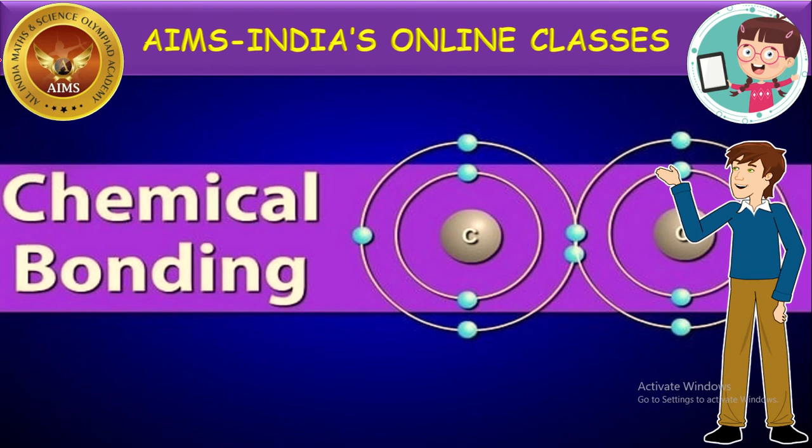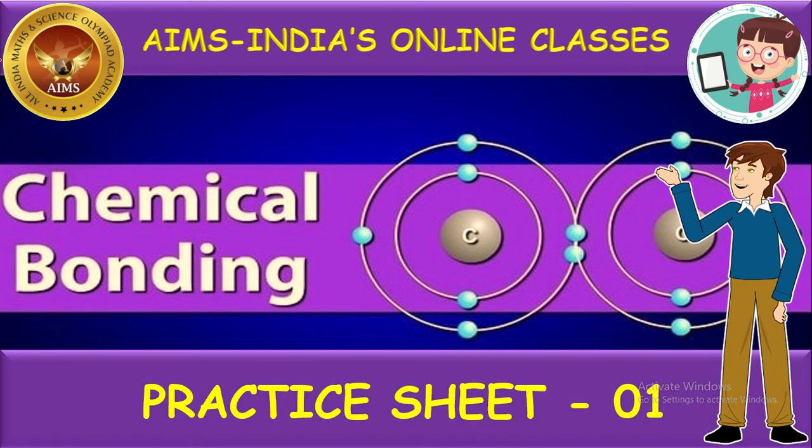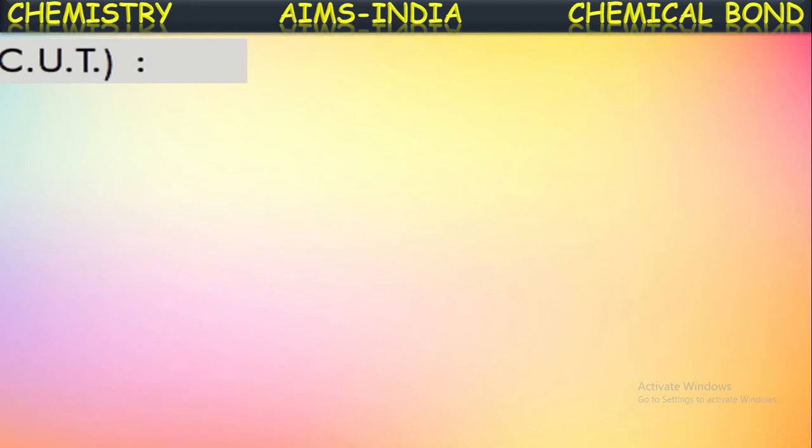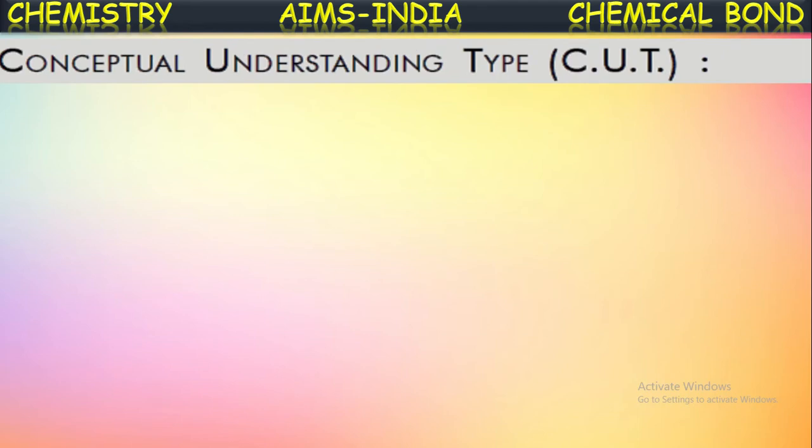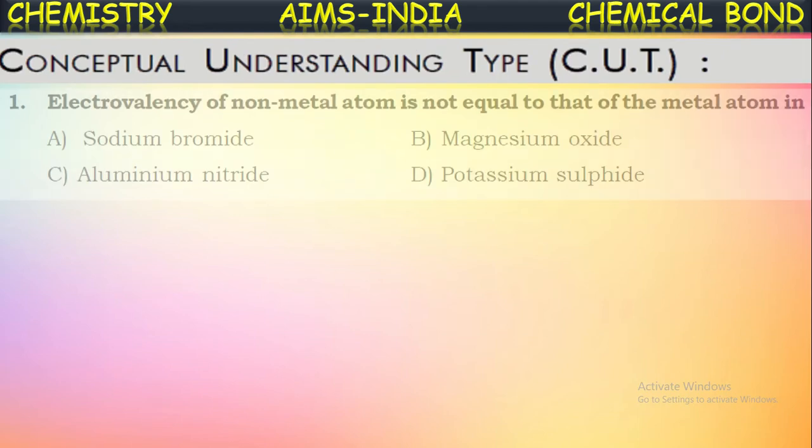Here we are discussing the chemical bonding chapter. In this session we are going to see the practice sheet related to this chapter. In the earlier sessions we have seen different kinds of chemical bonding and different examples also. Based upon those concepts of ionic bond, covalent bond, and even coordinate covalent bond formation, we are going to see a practice sheet now. First, let us go through the conceptual understanding type questions. See the first question.